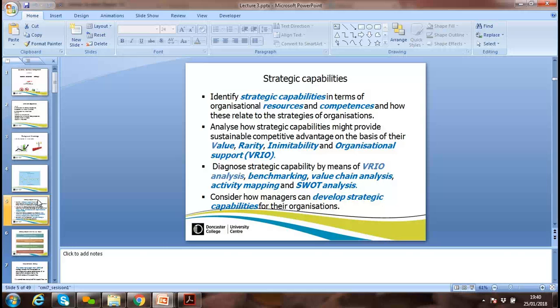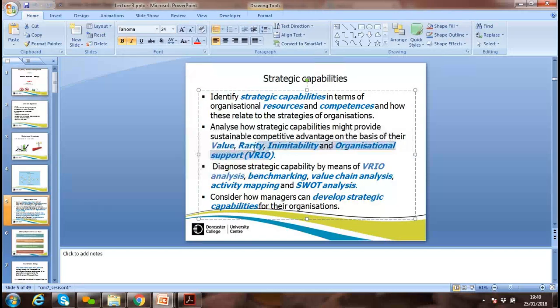So the model is called the VRIO model, and we'll go through the resource-based view model as well. VRIO: value, rarity, inimitability, and organizational support. When we do these capabilities in our organization, we need to look at benchmarking. We need to create the value chain.